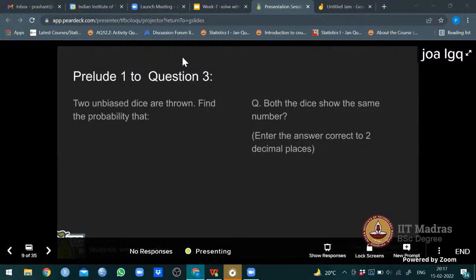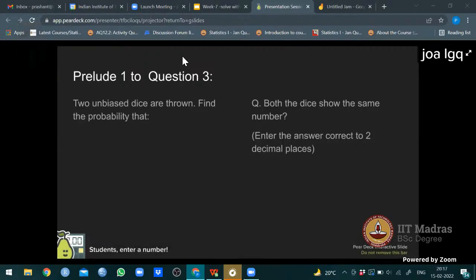Sir, what does unbiased die mean? See, unbiased means you are not doing any biasness. All the outcomes of 1 to 6 are equally possible. Suppose an unbiased coin means the coming of head and tail are equally likely. Biased means it is not so.